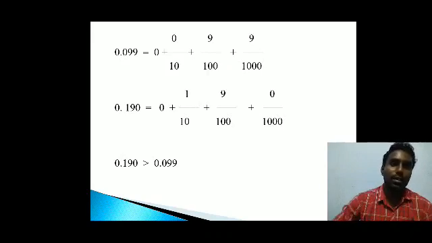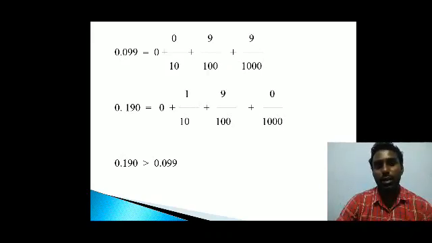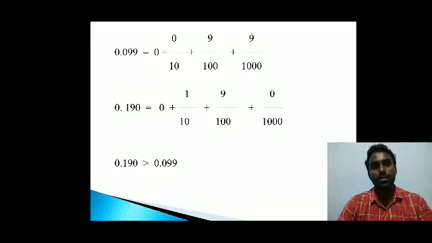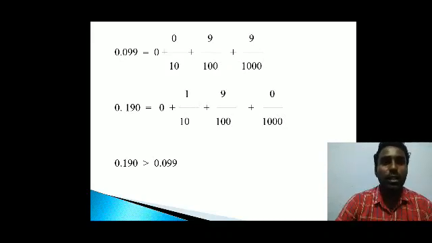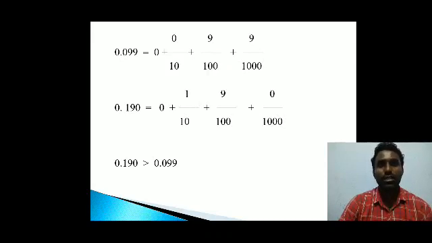Next one, 9 equal. Next one, 9 and 0. We should not bother about anything else. In the next step itself, the first digit after the decimal point, 0, will be less, right? Because here 0 by 10 is given, here 1 by 10 is given, so we know that 1 by 10 is greater than 0 by 10. We should not look at 9 by 100, 9 by 100, or 9 by 1000. There is no need. We can identify from the first differing digit itself.